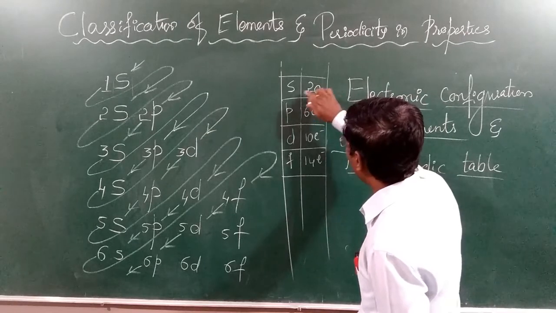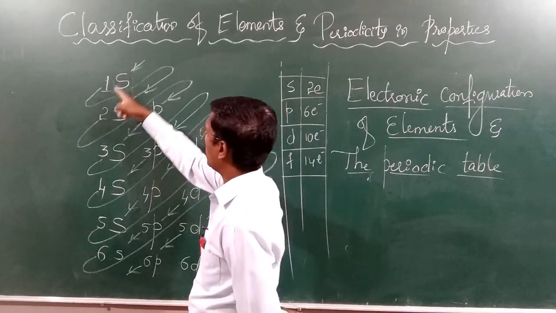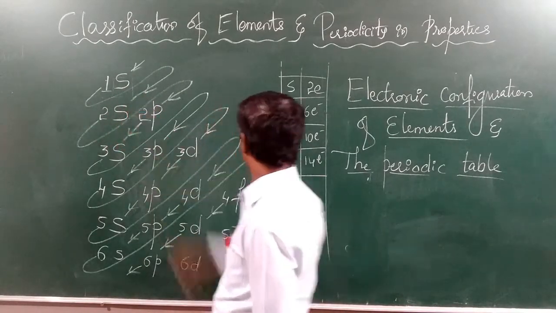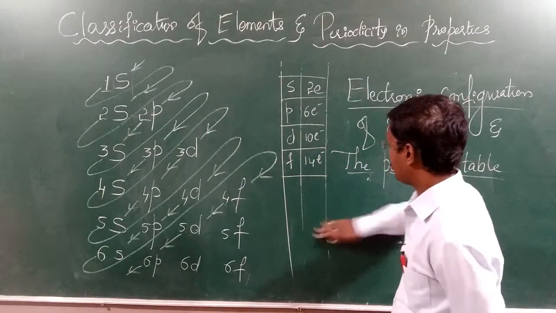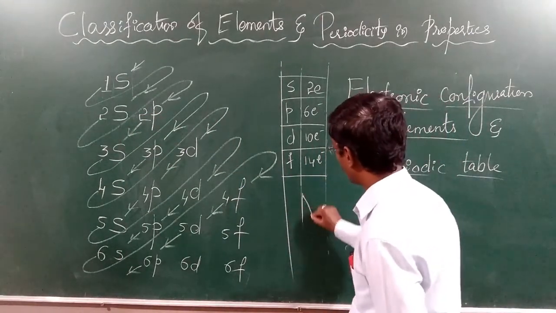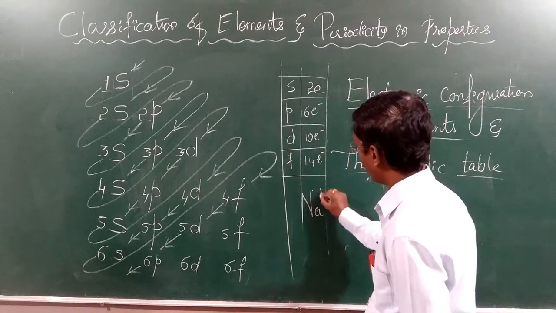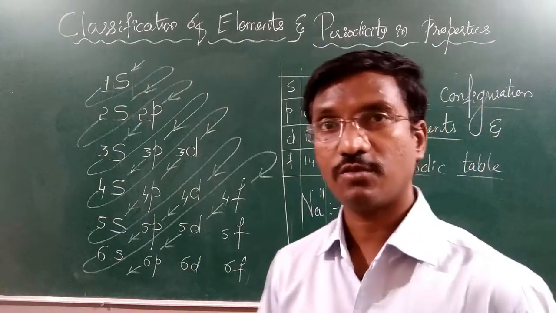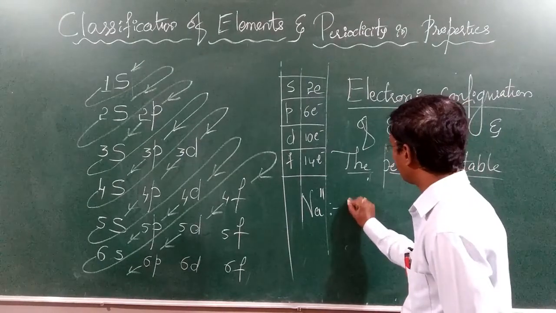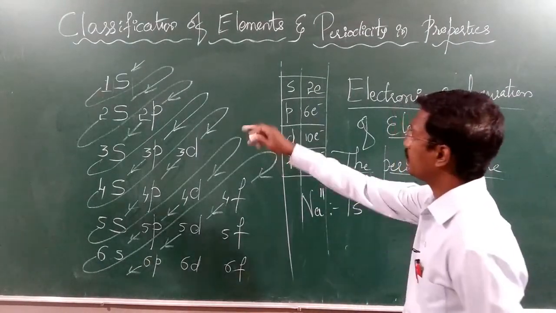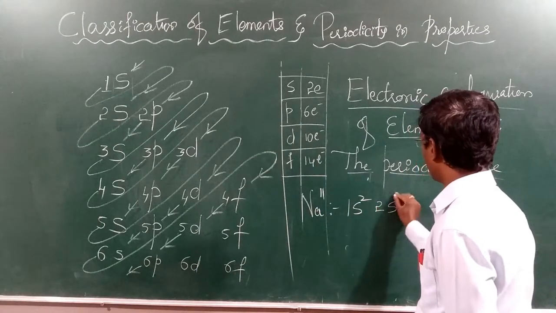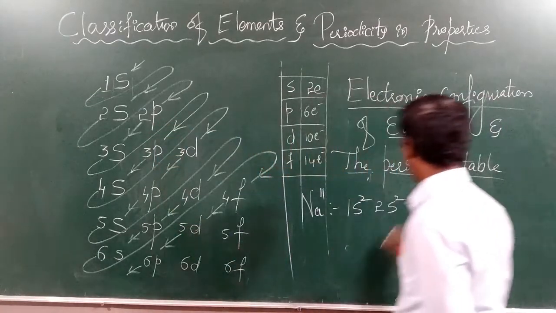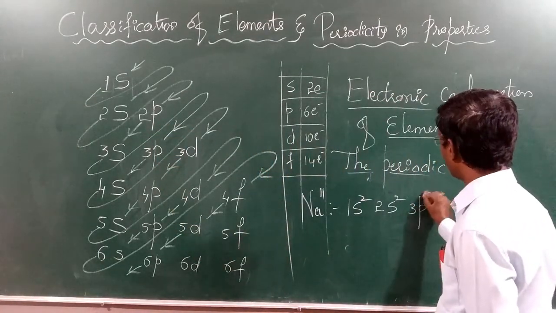After filling the electrons in s, 1s2, it will move to the 2s. In 2s the number of electrons should be 2. So if I say sodium has atomic number 11, how can you write the electronic configuration? Write the electronic configuration for sodium, atomic number 11. 1s2 first, and next one is 2s. Yes, the number of electrons is 2, and after 2s it will be 2p. 2p, how many electrons? 6 electrons.